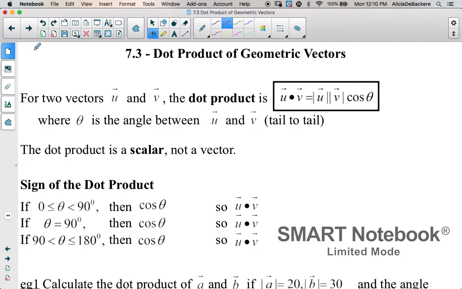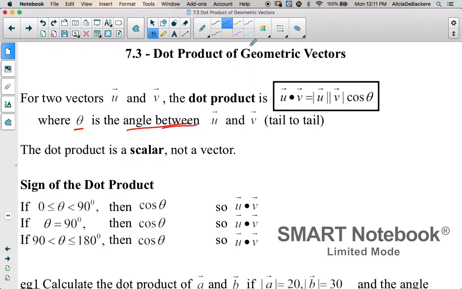All right, so in today's first lesson, we're looking at the dot product of geometric vectors. Geometric ones are the ones that are not glued to the Cartesian plane. They're kind of just floating around with some angles in between them. So we're starting off with two vectors, vector u and vector v, and the dot product between them is u dot v, and that's going to be equal to the magnitude of vector u times the magnitude of vector v times the cosine of the angle in between them. Again, theta is the angle between the two tails of u and v.